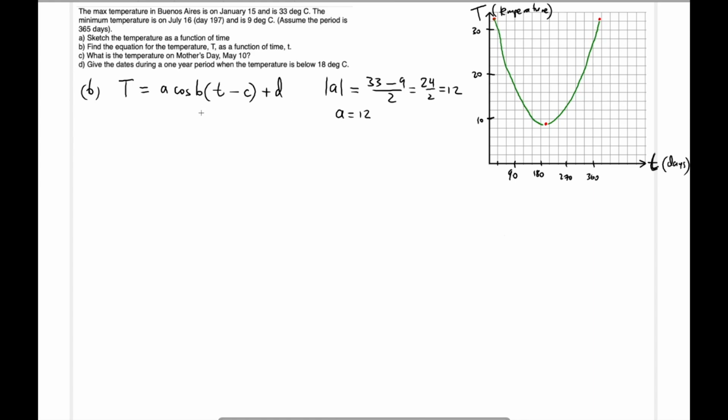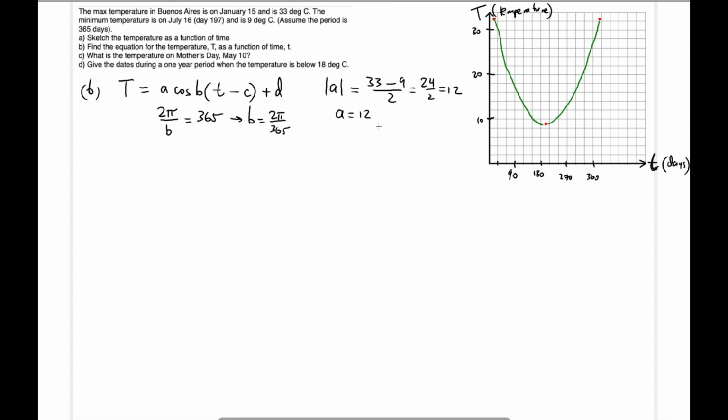All right, so now that we found that, let's solve for B. Now, how do we solve for B? We're going to use the fact that a normal period of a parent cosine function is 2 pi. So we're going to divide that 2 pi by that b value and set it equal to the true period of this problem. In this problem, the period is 365, right? So if you solve for b, you're just going to have 2 pi divided by 365, and that's going to be your b value. Just algebraic manipulation.